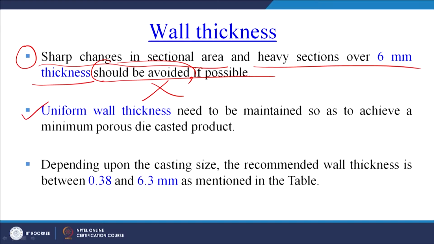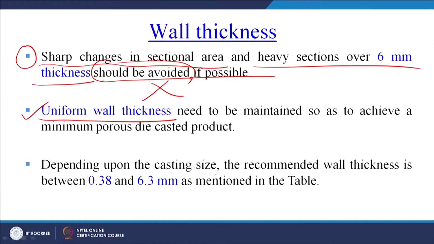Another recommendation is that uniform wall thickness needs to be maintained so as to achieve a minimum porous die casted product. So wall thickness must always be uniform, and the same guideline we have seen in case of sand casting also, that we must try to maintain a uniform wall thickness. Otherwise there can be issues related to the quality of the product that we are producing using the die casting process.